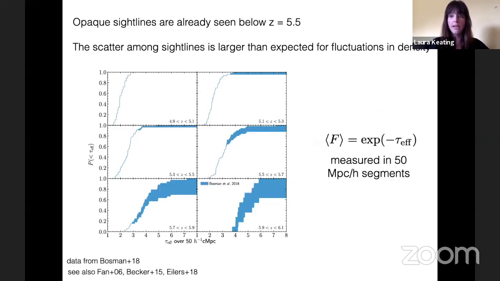You can be more quantitative about this and take lots of different sight lines. And rather than talking about the mean flux, you can talk about some effective optical depth measured along some distance. Quantitatively, you get the same thing. As you move towards higher and higher redshift, the scatter among different lines of sight increases, with some being completely dark and some showing a lot of transmitted flux.